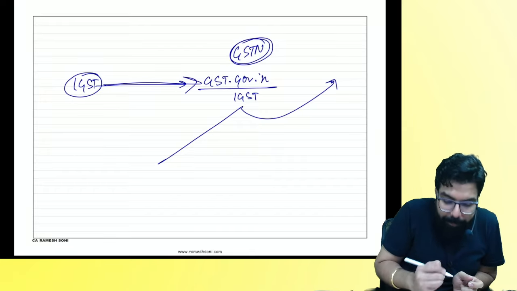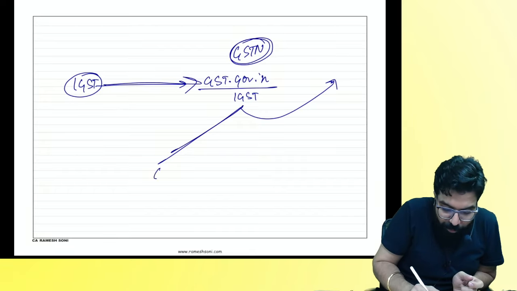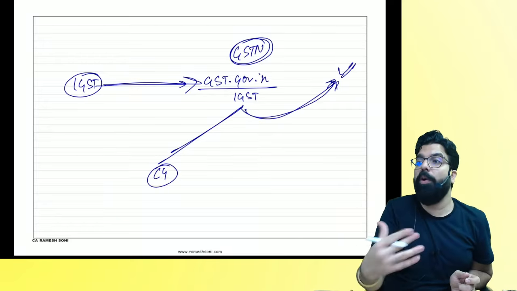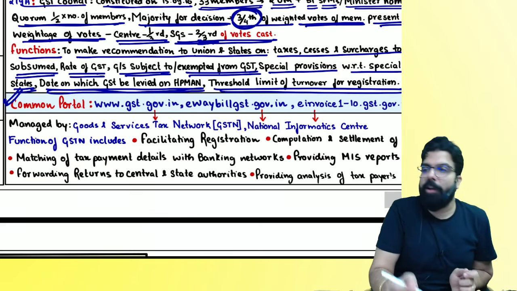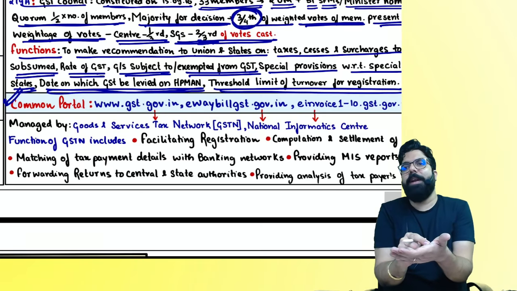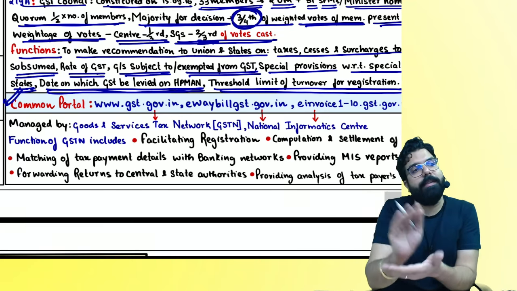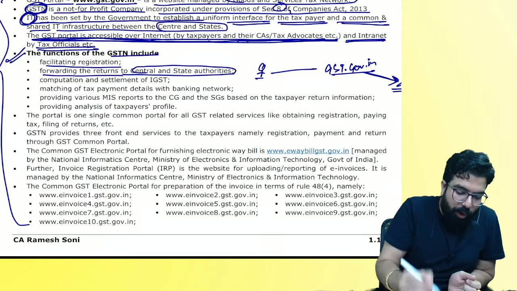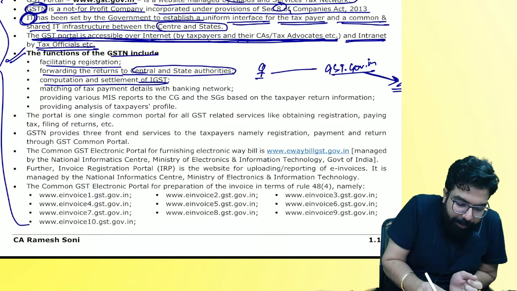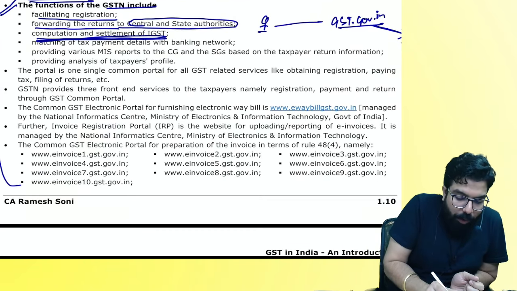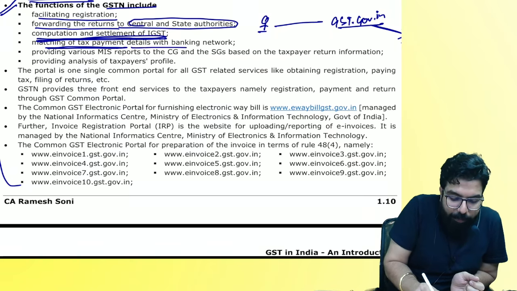See, once I make the payment of GST, 50% should go to the central government, 50% should go to the state government. Who will decide? It is not that the government will sit with one paper and pen, saying, oh, you state, you will take this much. No, GSTN does the computation. It's told over here: computation and settlement of IGST, who will do? GSTN.